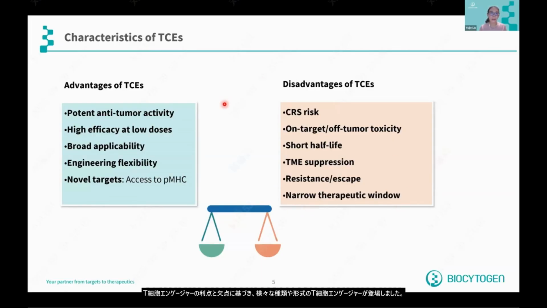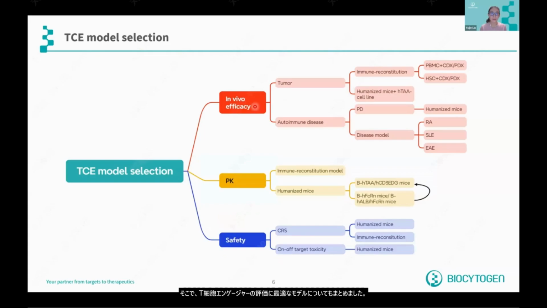So based on the advantages and disadvantages of T-cell engagers, a lot of formats of T-cell engagers are coming up. So we are also trying to summarize what kinds of models are best for T-cell engager evaluation. We first make a summary of the T-cell model selection, basically based on the in vivo efficacy, PK evaluation, and the safety evaluation.